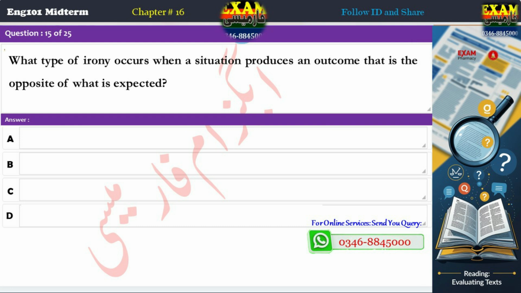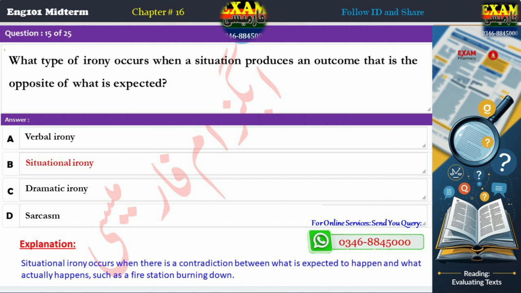Question 15. What type of irony occurs when a situation produces an outcome that is the opposite of what is expected? A. Verbal irony. B. Situational irony. C. Dramatic irony. D. Sarcasm. Correct answer. B. Situational irony. Explanation. Situational irony occurs when there is a contradiction between what is expected to happen and what actually happens, such as a fire station burning down.